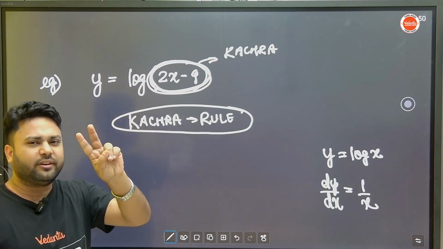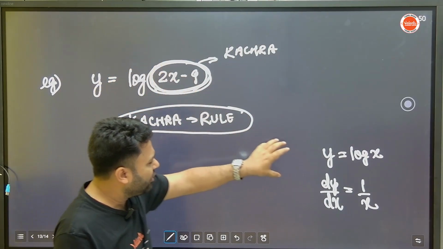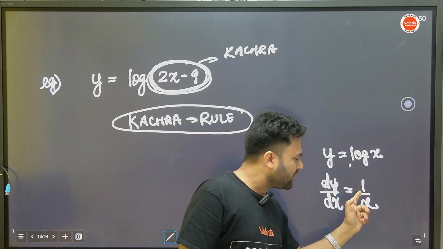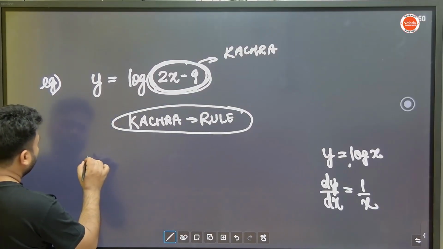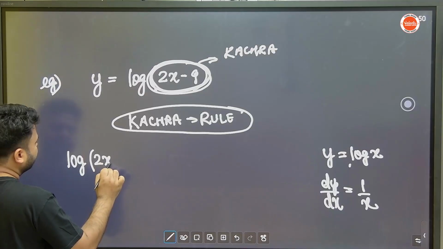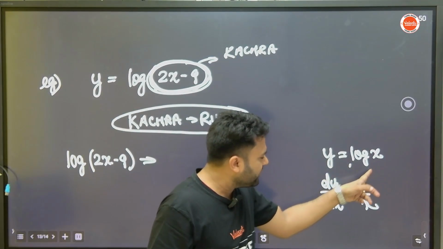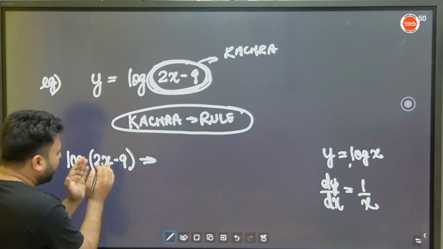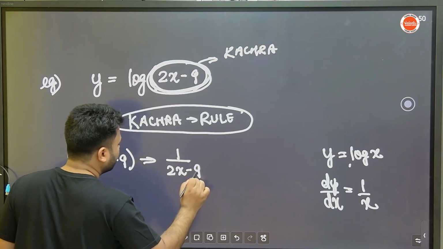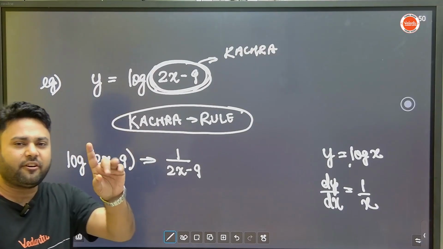Now, how to solve? This type of question is solved in 2 steps. First, see, log of x differentiation is what? 1 by x. Log of something differentiation is what? 1 by something. So log of 2x minus 9, its differentiation will be 1 by 2x minus 9, if you follow the pattern. Log of something, differentiation 1 by something. Now this is the first step.